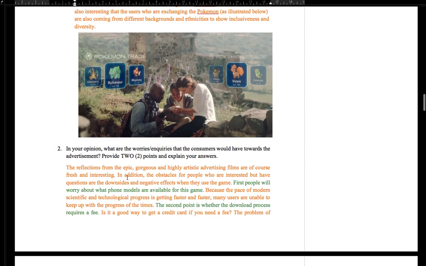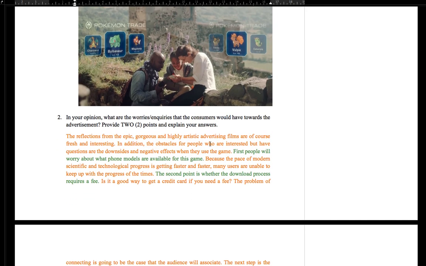Okay, so the second question: in your opinion, what are the worries and inquiries that the customers would have towards the advertisement? Now, what does this mean? This question means that when you look at the advert, for example this Pokemon Go advert, what are some of the concerns, some of the questions that consumers might wonder when they are looking at the poster, or even as they are watching this video advertisement? What are the things they might ask themselves?